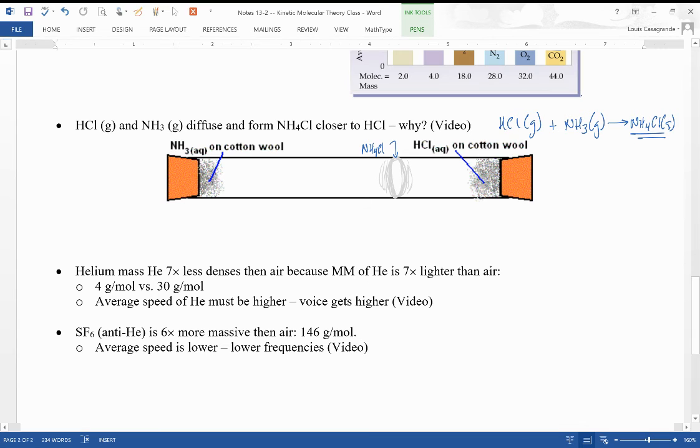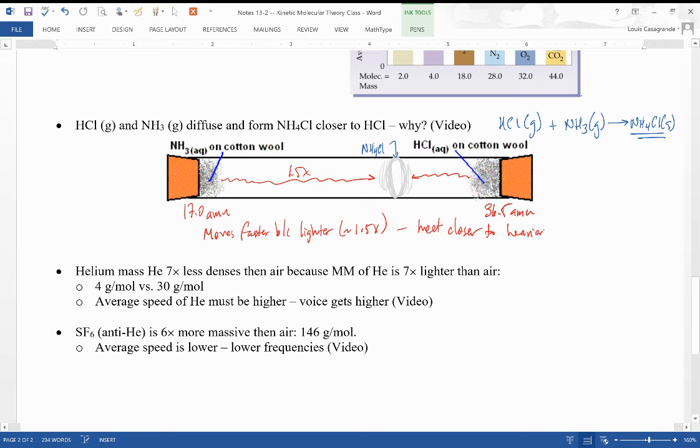And this should make sense because the ammonia has a mass of about 17.0 AMU. That's for each molecule. And the hydrogen chloride, each molecule is about 36.5 AMU. And because of that, the lighter ammonia moves faster. And in fact, it moves about 1.5 times faster. So it moves 1.5 times the distance that the HCl moves, and they meet not in the middle, but they meet closer to the heavier gas.